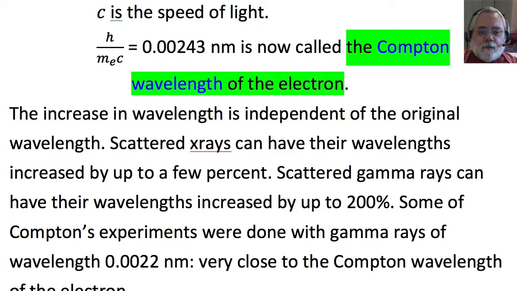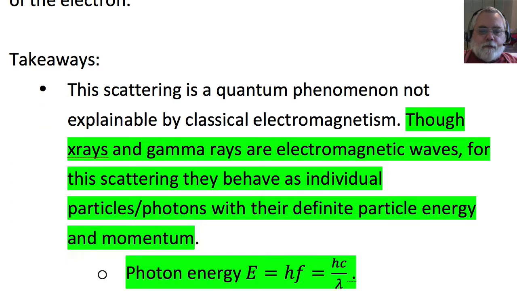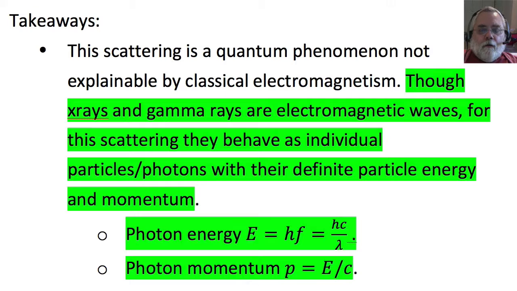Some of Compton's experiments were done with gamma rays of wavelengths 0.0022 nanometers, very close to this Compton wavelength of the electron. Takeaways for this course. This Compton scattering is a quantum phenomenon. It's not explainable by classical electromagnetism. Though X-rays and gamma rays are certainly electromagnetic waves, for this scattering, they behave as individual particles, photons, with their definite particle energy and momentum.